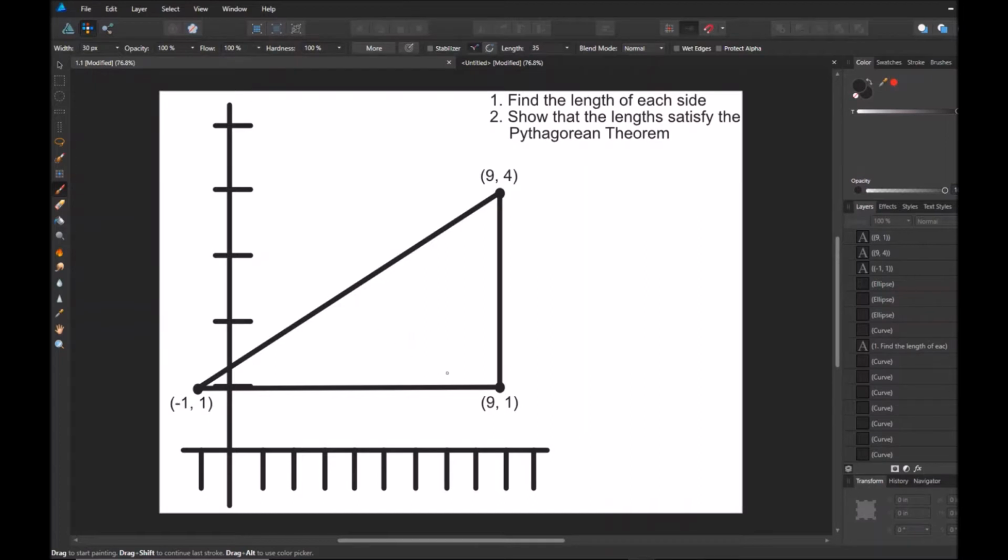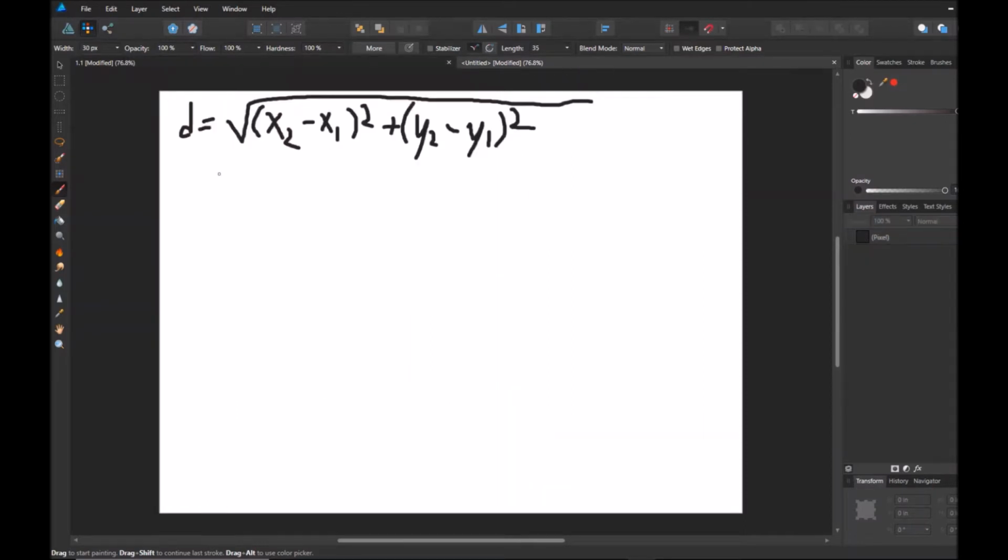So assuming you've tried this, let's step through it and see how it's done. Just like last time, we have to find the distance between all of these points in order to get the length of each side. I'm going to call negative 1, 1 A, 9, 4 B, and 9, 1 C. First I'm going to find the distance between point A and point B. I've already got the distance formula written out here in case you need it.